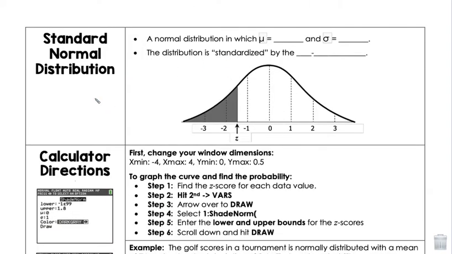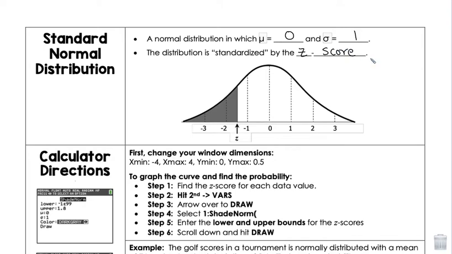Standard normal distribution. Z-scores are often used so that we can standardize the normal distribution, and it allows us to find the probabilities of things, so it makes it a lot easier when we have the z-score. Standard normal distribution is when we have a normal distribution where mu is 0 and sigma is 1. So the mean is 0 and the standard deviation is just 1. So then our bell curve looks like this. The distribution is standardized by the z-score, like I was saying.